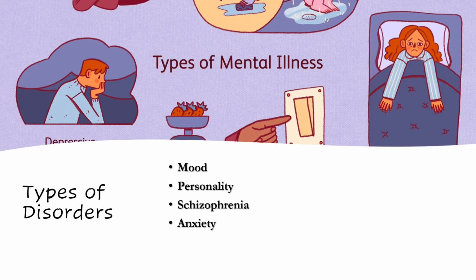We are going to focus on different types of mental illnesses. So the four main types we have are mood, personality, schizophrenia, and anxiety. And we will go over different examples of those different types of disorders in the following slides.